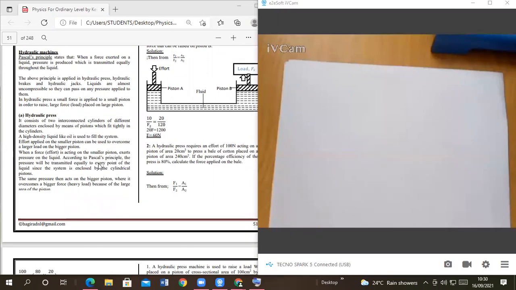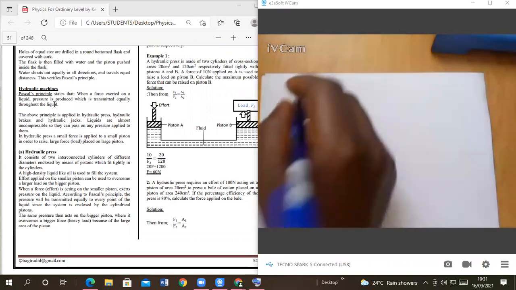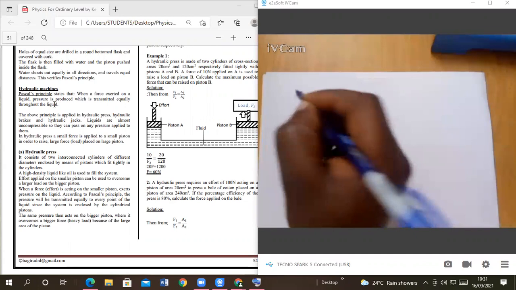And we said that pressure of a fluid in an enclosed vessel is transmitted equally in all directions, is transmitted equally throughout the liquid. So that's what we were looking at last time, Pascal's principle. Pascal's principle is something that you should always remember. How would you state Pascal's principle? You should remember how to state it.